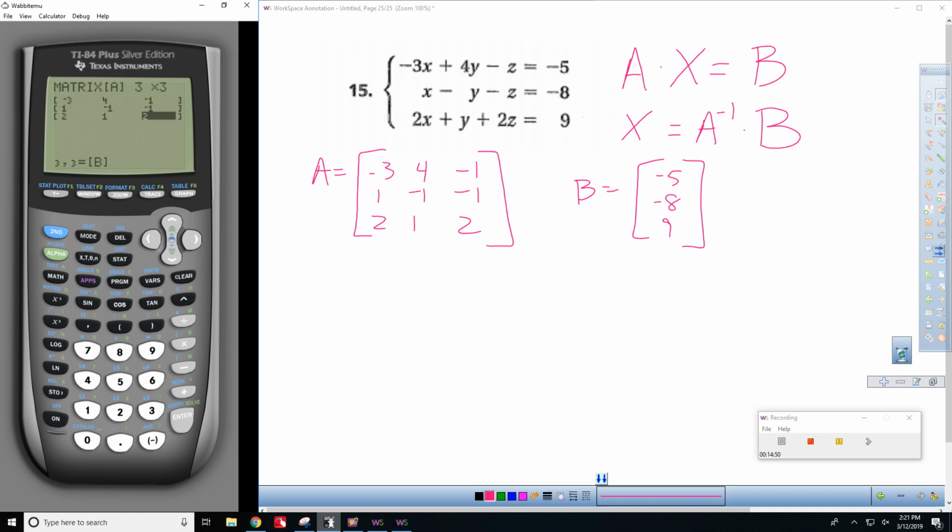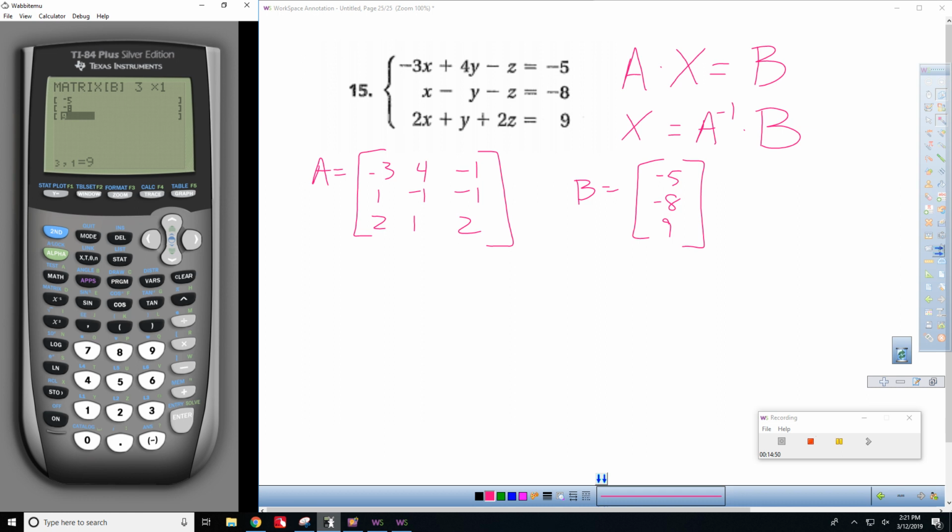Let's hit 2. Okay, let's go back to the matrix. Let's edit it, and we want to edit number 2. Okay, B is a, let's see, 3 rows, 1 column. So it is a 3 enter by 1 enter. Its entries are -5 enter, -8 enter, 9 enter.